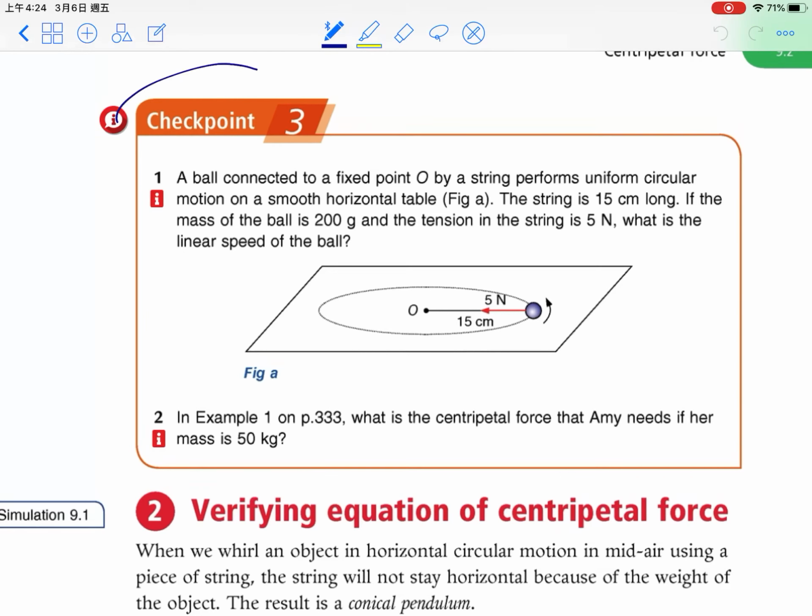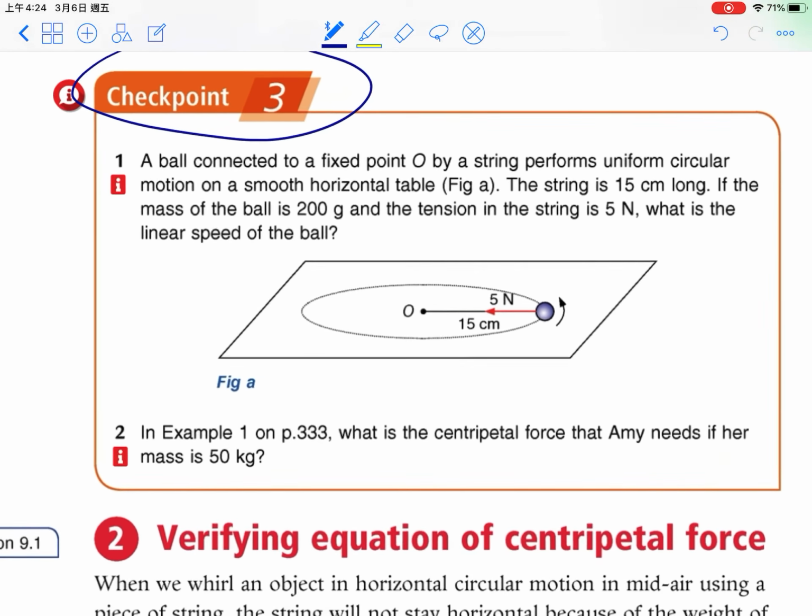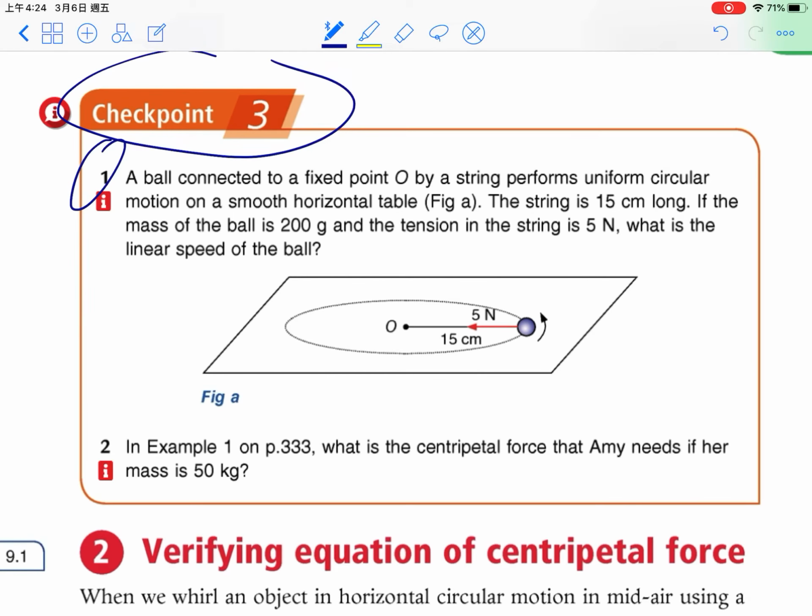Now let's try chapter 3. Try question 1 only. You may pause the video and have a try. Write the answer in your textbook.